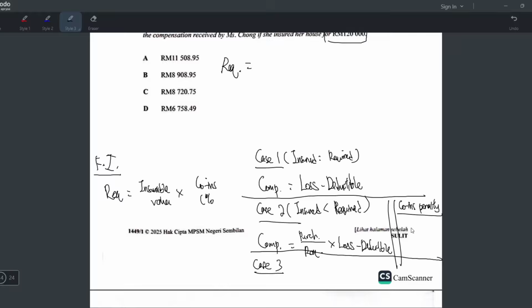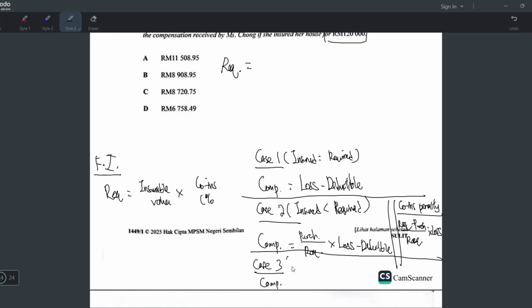So if they ask for penalty, the formula is you have to take, basically you take the other side of the fraction lah. So just take the required minus the purchased over the required times the loss. Yeah, basically you're just taking the other side of this fraction like that from here, okay, to find the penalty. Okay, last one is case 3.